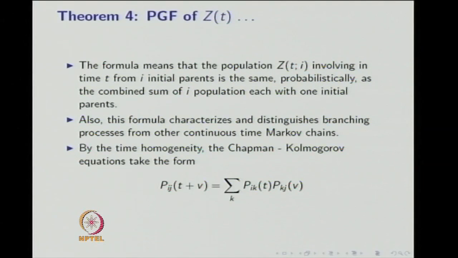By the time homogeneity, the Chapman-Kolmogorov equations take the form: the transition probability p_ij(t+v) can be written as the summation over k of p_ik(t) p_kj(v). Because it satisfies time homogeneity, one can write the Chapman-Kolmogorov equations, because this is a Markov branching process.